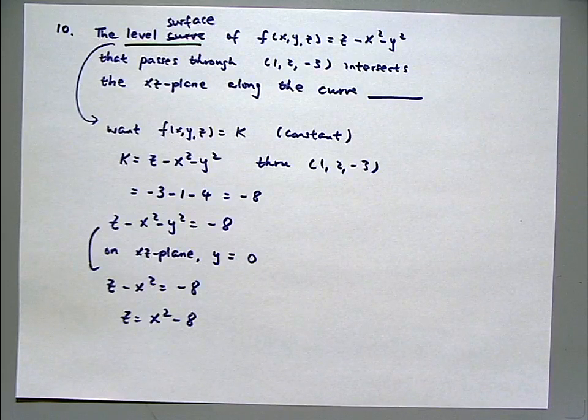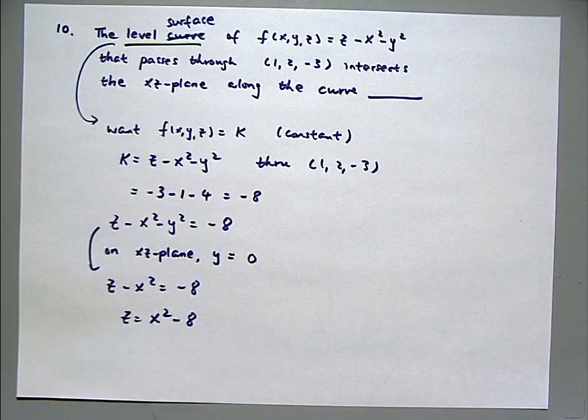Okay, next one according to the survey is number 15. Number 15 says that assuming that the equation x y squared plus 3z equals cosine of z squared defines z implicitly as a function of x and y, we want to find the partial derivative of z with respect to x.